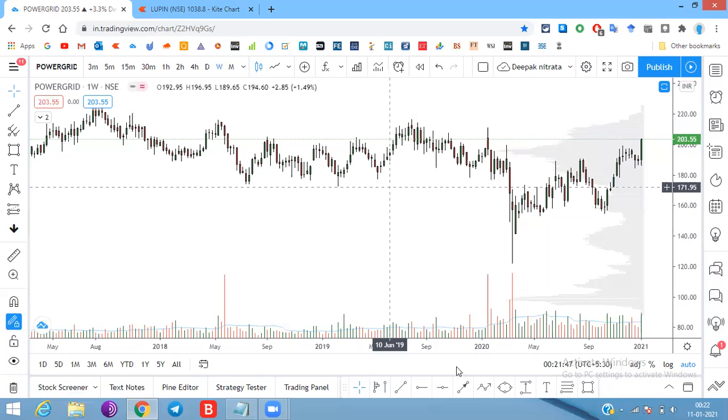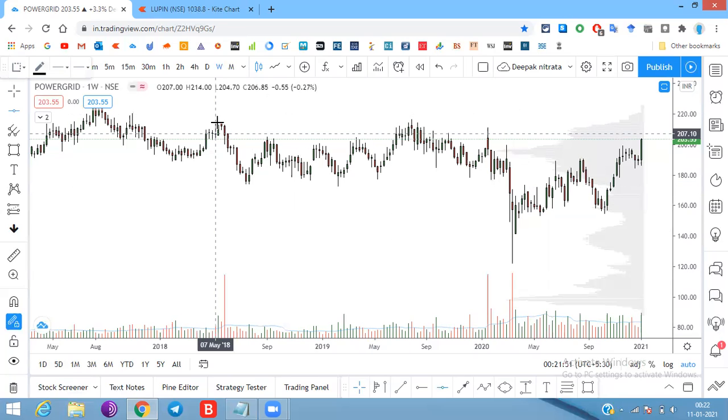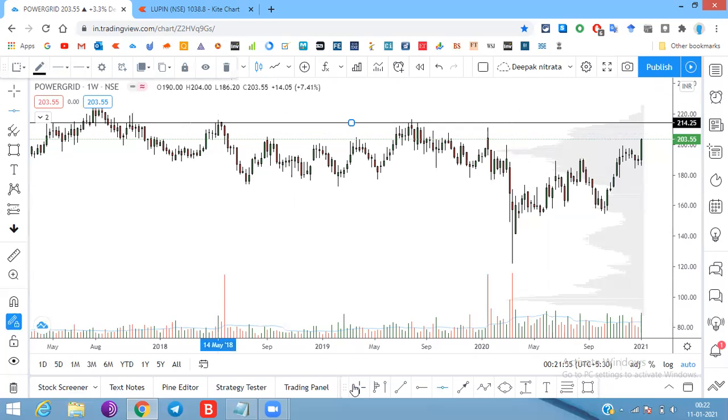Let me plot the resistance for you guys. So all of these highs have to break, then only the price will enter into the low volume node region, which is like infinity, there is nothing above. So, yes, let's assume a low volume node region only. Okay. So this is the thing, and here we can see that this high volume node region has also acted as a good support in this particular region. Okay.